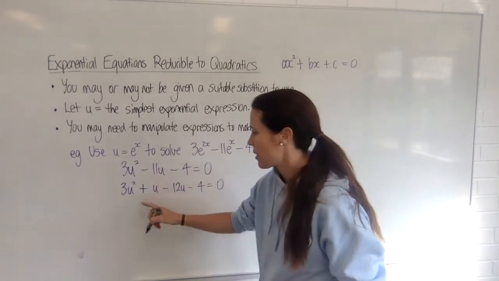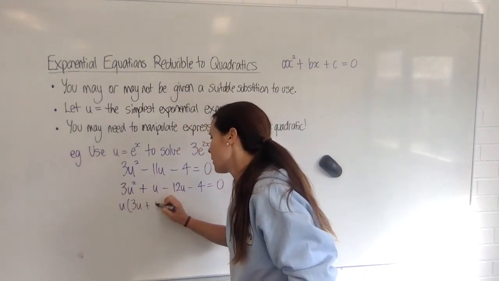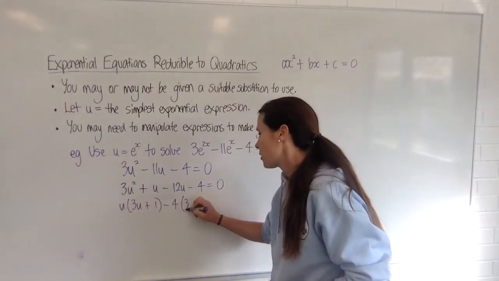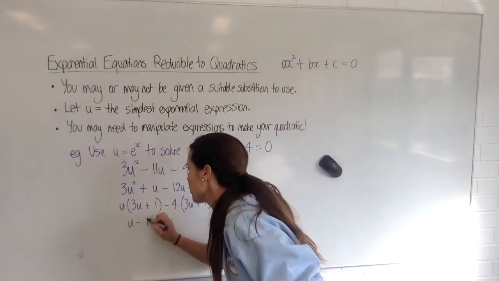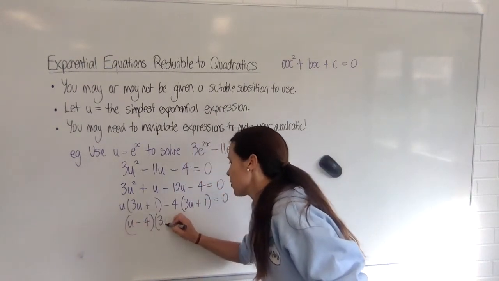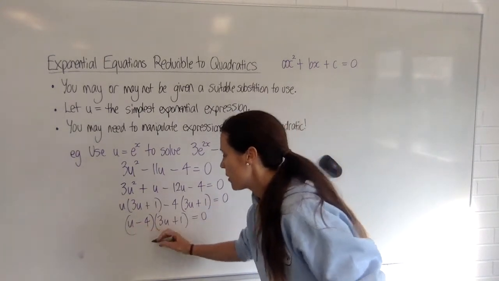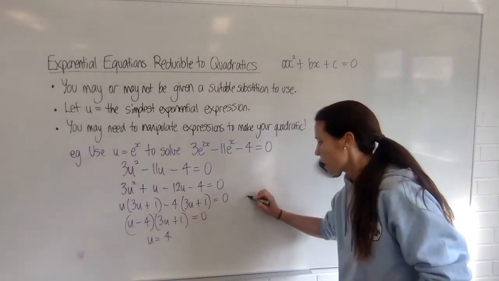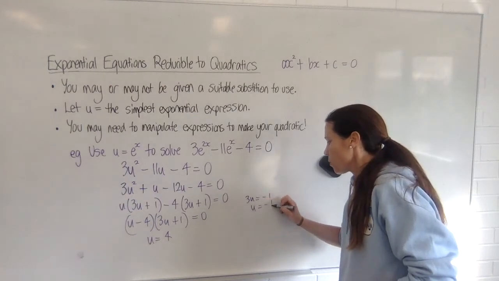And now I can factorise these in 2 pairs. I'll bring the u out the front here. And over here I'm going to need minus 4, 3u plus 1. And now bringing these together, u minus 4 and 3u plus 1 is equal to 0. So either this part's 0, in which case u equals 4, or this part's 0, in which case 3u is going to equal minus 1, and u will equal minus 1/3.